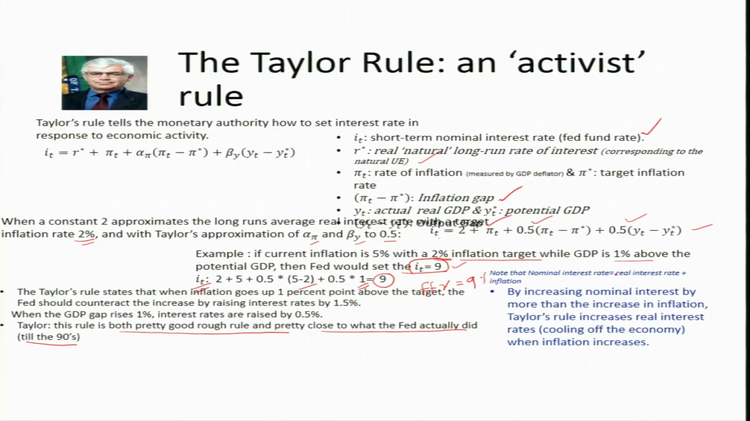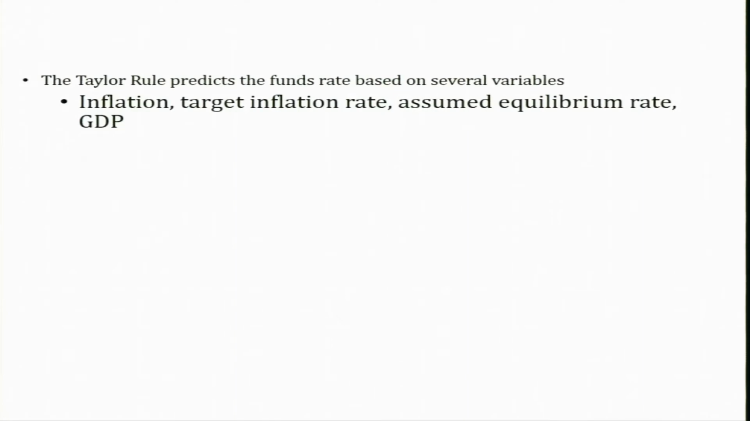Here I have added some more things just to refresh your memory: the nominal interest rate is the real interest rate plus inflation. By increasing the nominal interest rate by more than the increase in inflation, Taylor's rule increases real interest rates. That means cooling off the economy when inflation increases. The Taylor rule predicts the funds rate based on several variables. One you can see here: inflation, target inflation rate, the assumed equilibrium rate, and GDP.